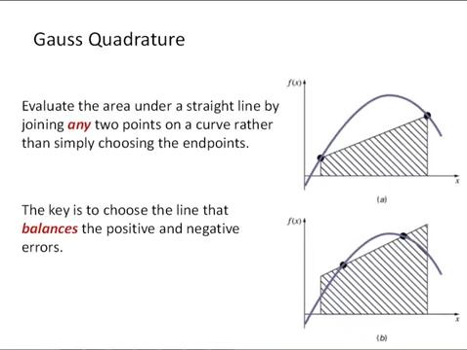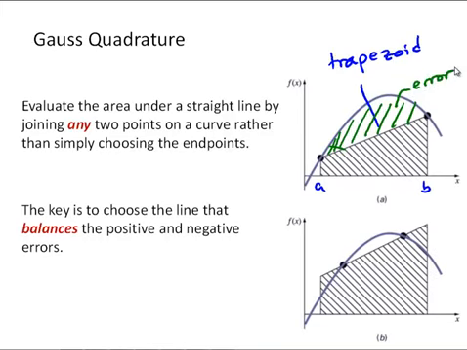So here's the basic idea of Gauss quadrature. Here's a function, and for the trapezoid method, recall, we use the endpoints of the integration range a to b to evaluate the integral of the function, and we got an error that was proportional to the curvature of the function as well as the cube of the range of the integral.